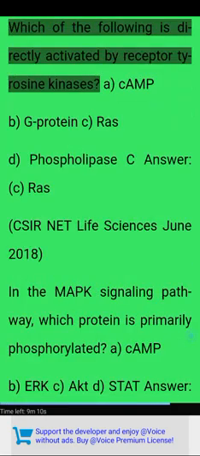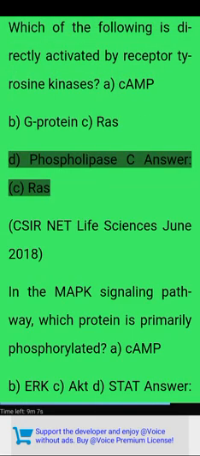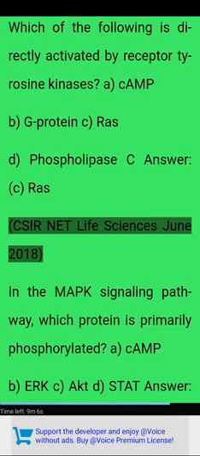Which of the following is directly activated by receptor tyrosine kinases? A. cAMP. B. G protein. C. RAS. D. Phospholipase C. Answer: C. RAS. CSIR NET Life Sciences June 2018.